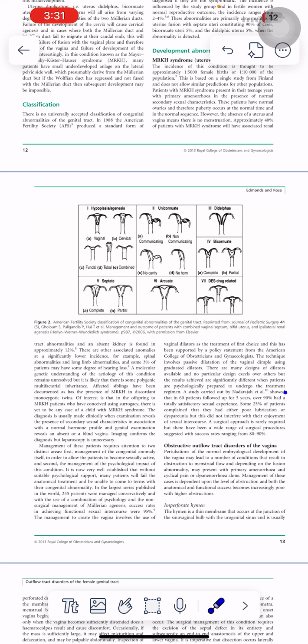A study shows that 90% have a totally satisfactory sexual experience with vaginal dilators. Some 25% complain of either poor lubrication or dyspareunia, and this does not interfere with their enjoyment of sexual intercourse. A surgical approach is rarely required, and the success rate of surgical procedures ranges from 80 to 90%. If asked about the success rate of vaginal dilators, it is 95%, and the surgical success rate is 80 to 90%.